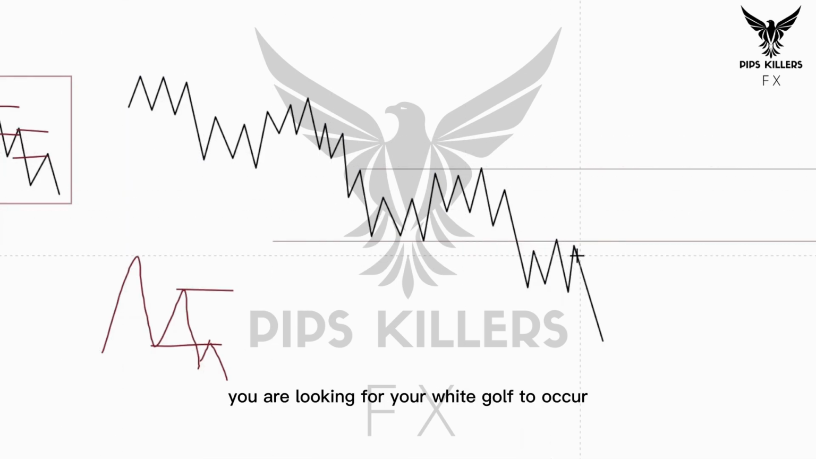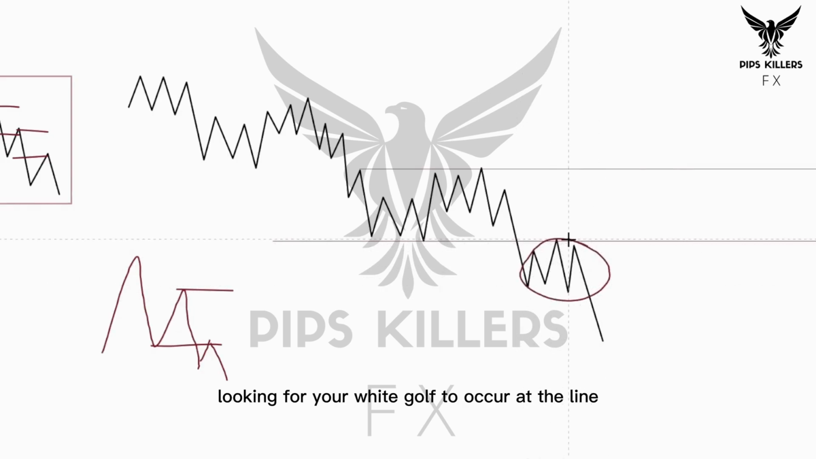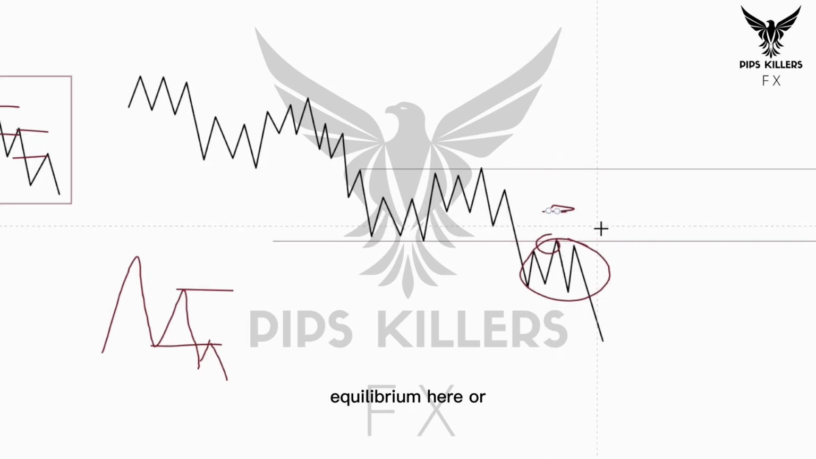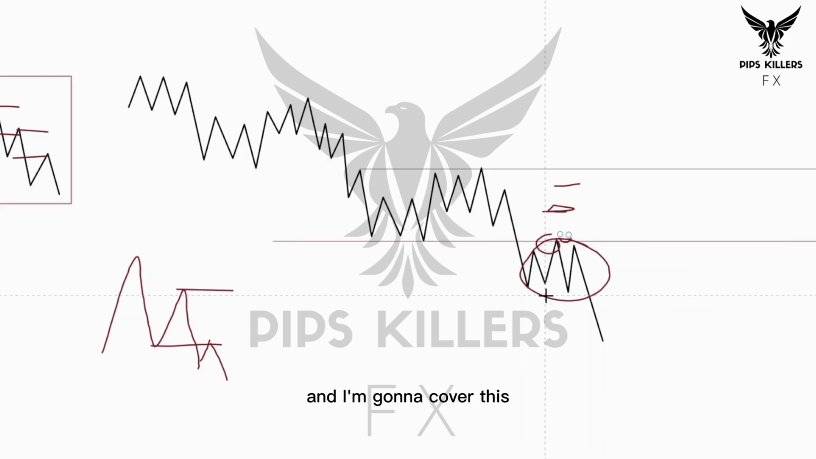The only difference is you're looking for your Wyckoff to occur in line with the trend, just like the previous one. But the only difference is you're looking for your Wyckoff to occur at the line, right outside of the range. You would want your purge to make contact with the previous range, not a deep contact where price goes to the equilibrium here or even goes to your premium level here. You just want contact with the previous range. I'm going to cover this all the way at the end when I cover my live trade.